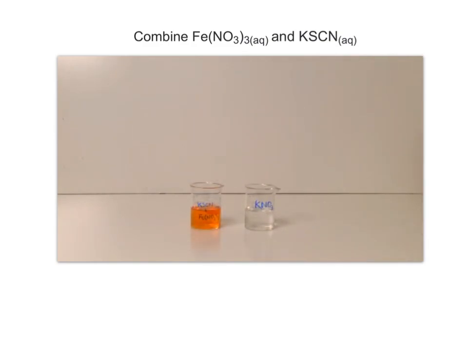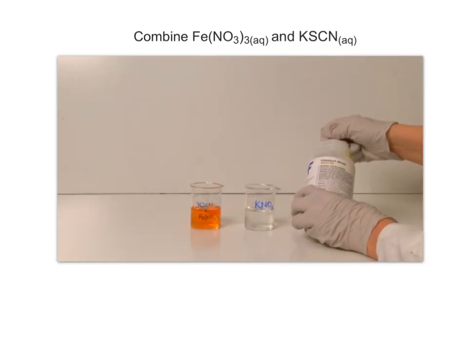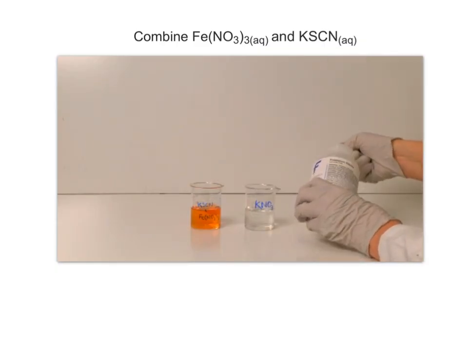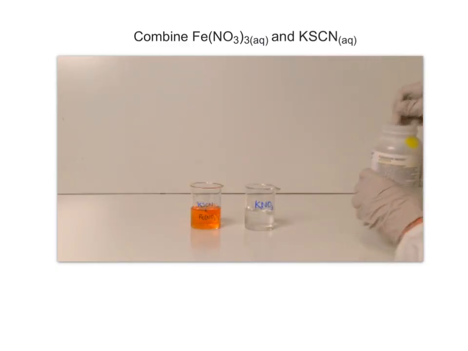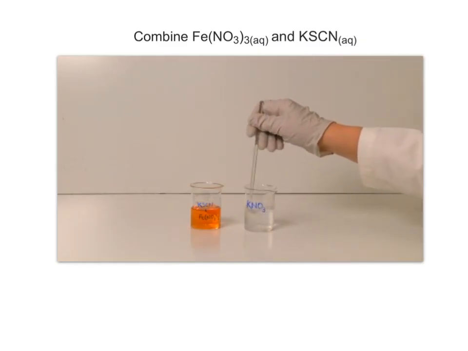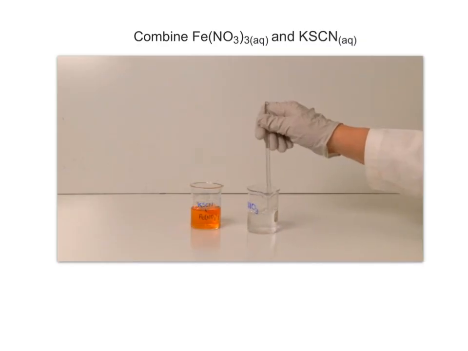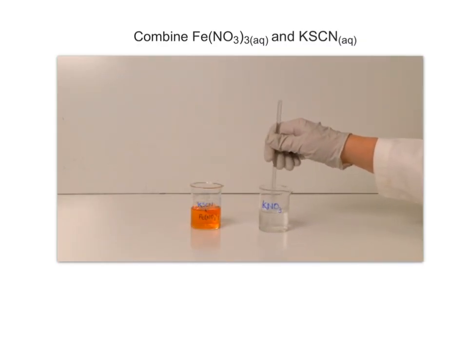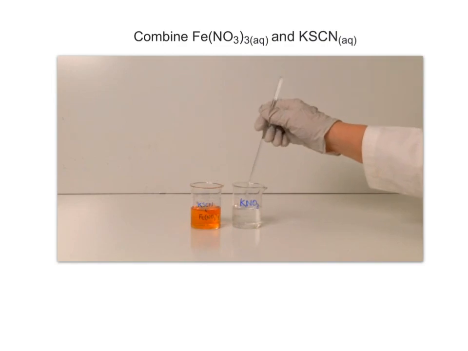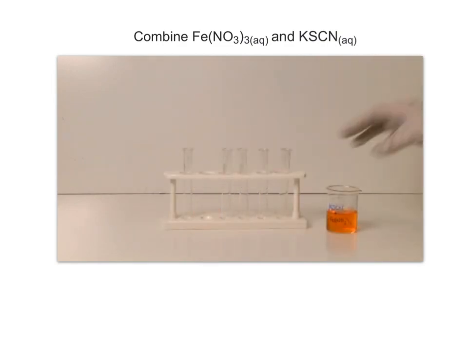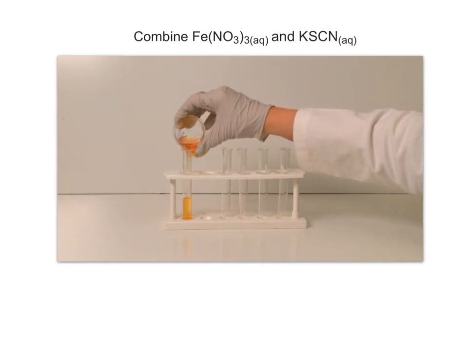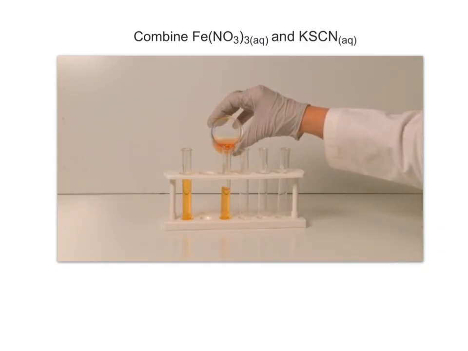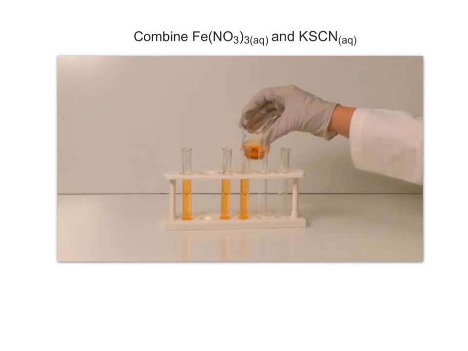To demonstrate that the color is not due to a reaction between the potassium and nitrate ions, solid potassium nitrate is added to a beaker of water. When stirred, the solution remains colorless. The solution containing FeSCN2+ ions is split into 5 samples. The one on the left will serve as a control while we experiment with the others.